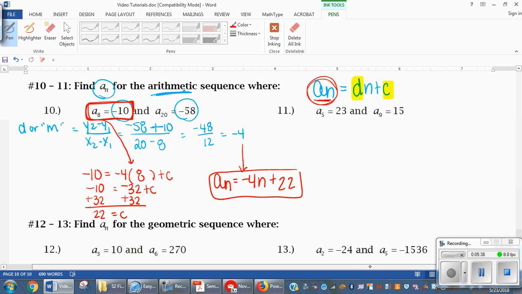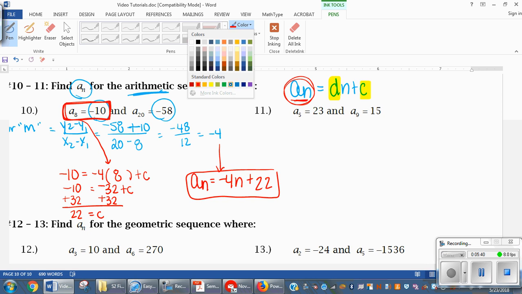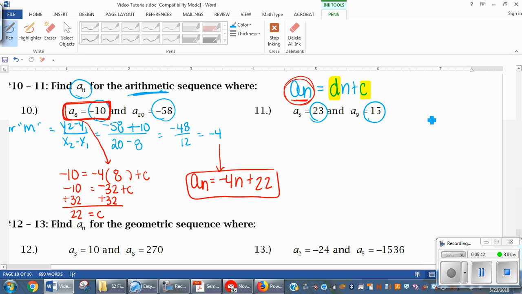Okay, next one, same way. I'm going to go a little bit faster this time. We're finding the slope, so 15 minus 23. Same way we would find M. 9 minus 5. All right, in the top, we're going to have negative 8. In the bottom, we have positive 4. When I reduce, I get negative 2. That's D.